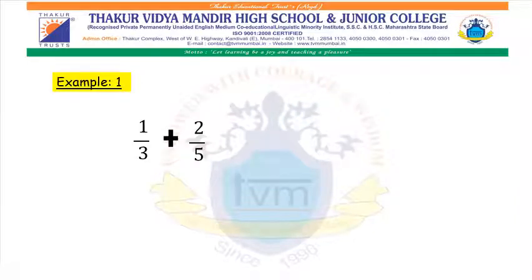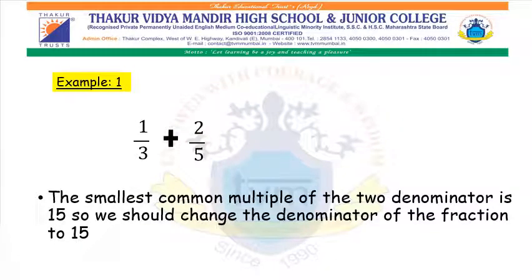1 upon 3 plus 2 upon 5. Here in the denominator you are having 3 and 5. Both of them are different. So to add such type of fraction, first you will find out the smallest common multiple. Here the smallest common multiple of both the numbers 3 and 5 is 15. So now we shall change the denominators of both the fractions into 15.